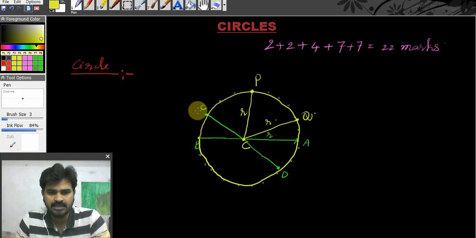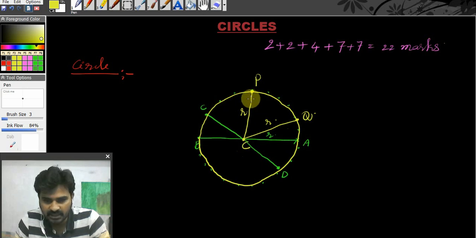So here the circle is obtained by joining the set of points which are equidistant, that means at a constant distance, from a fixed point. That is the definition of the circle. Here we have taken a fixed point, C. That point is called the center of the circle, and we have taken a constant distance from the fixed point. This distance we can't change here. This distance is called the radius of the circle. They are the major concepts.